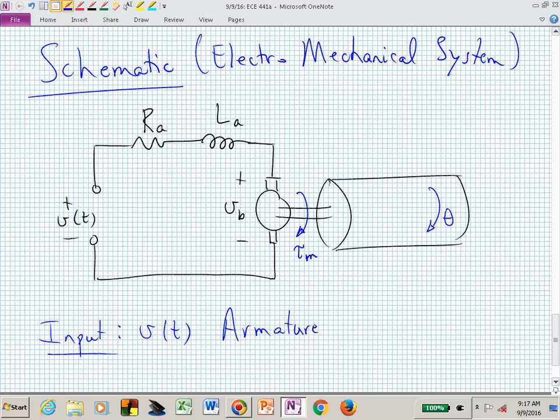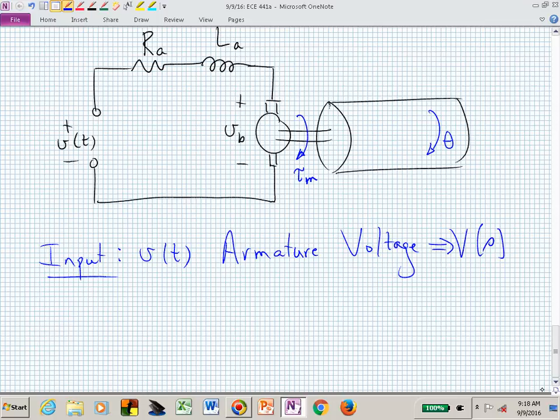What we want to do is find a transfer function that relates the input, the armature voltage, which in the frequency domain we might label as capital V of S. And how is that then related via this transfer function to the output, theta of t, which is the angle of the motor's shaft.